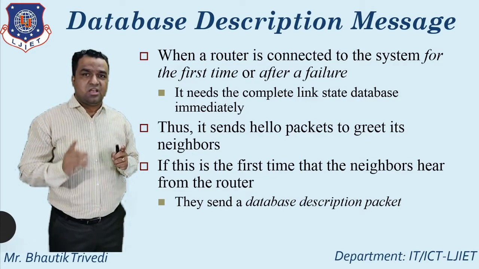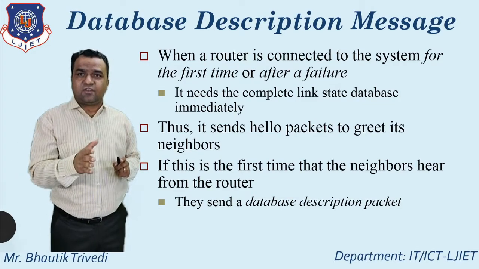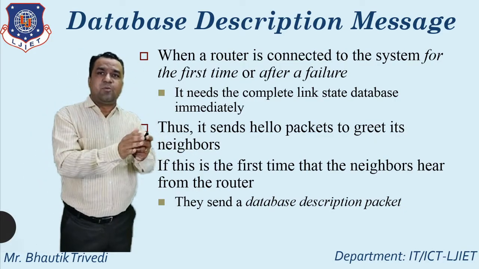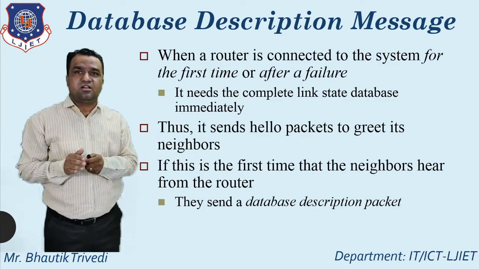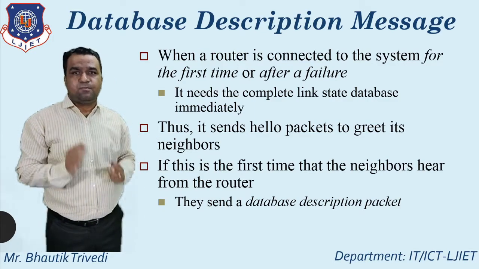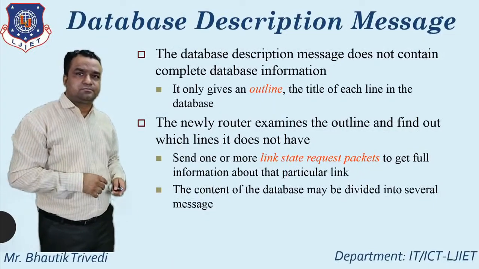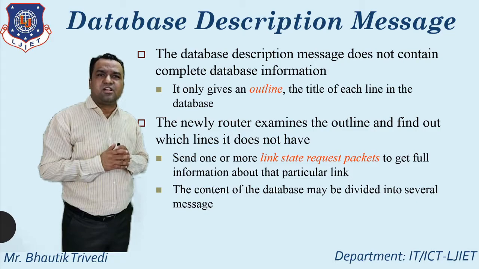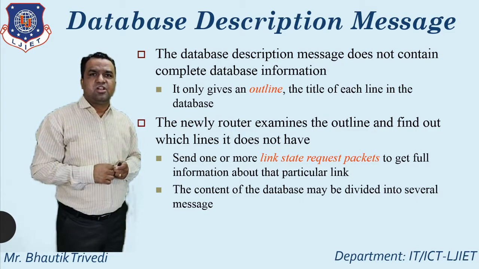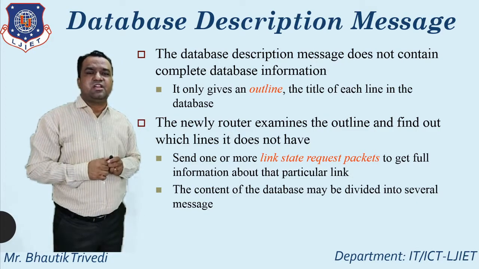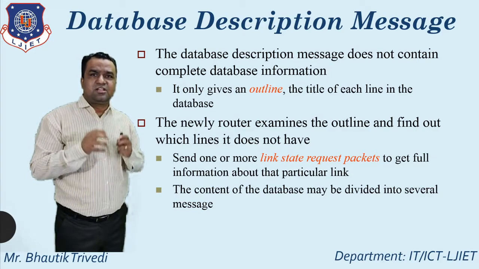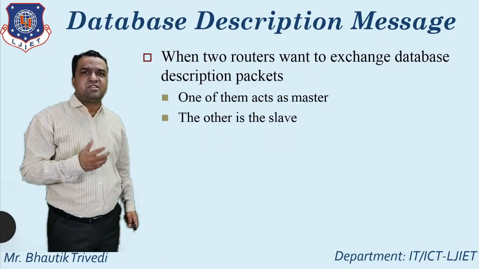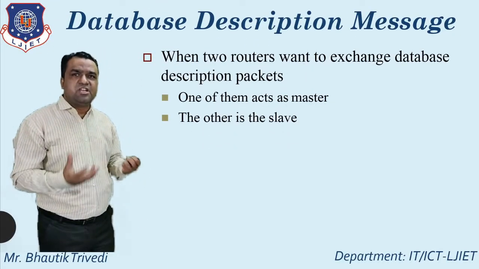Must remember one thing: for the first time or after a failure, first pass the hello packet, and the response to the hello packet is directly returned as the database description packet. After that, the database description packet generally does not contain the complete database information. It only gives the outline of the database information, the title of each line in the database. So here you just see the database description packet. What is the meaning of that?